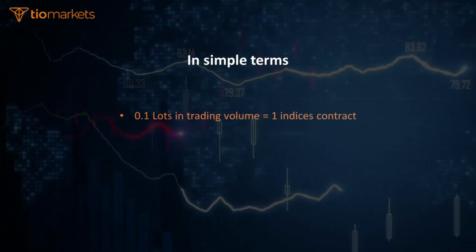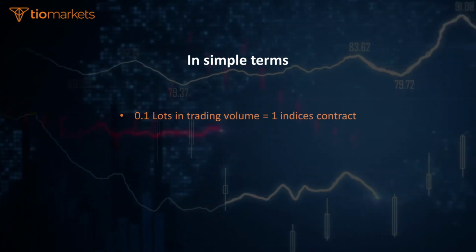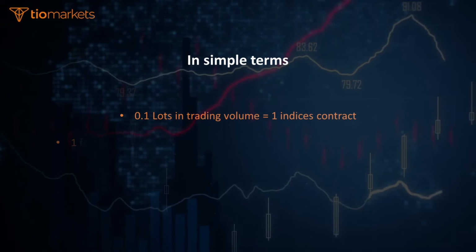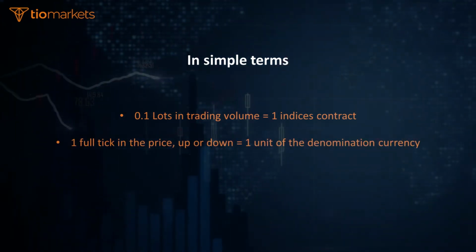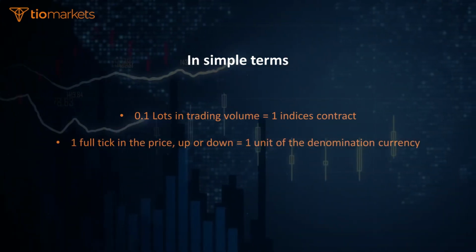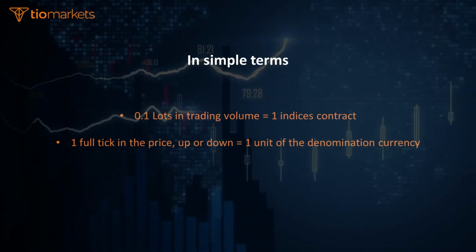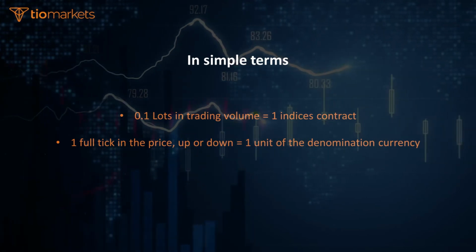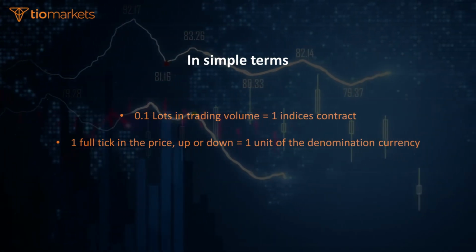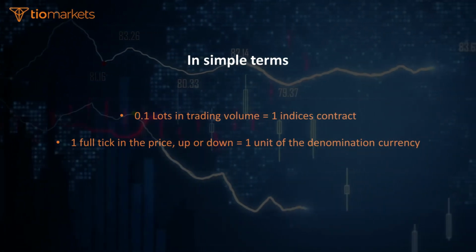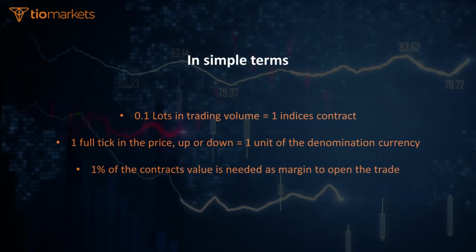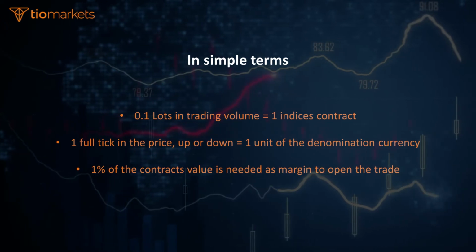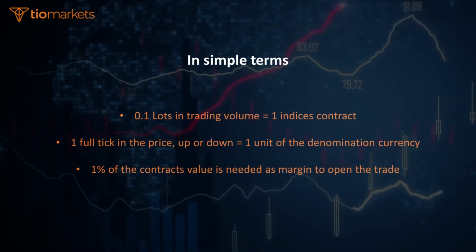0.1 lots in trading volume on the platform is one indices contract. When you trade one contract, a full tick in the price in the indices will be worth 1 unit of whatever currency the indices are denominated in. US indices are denominated in US dollars, European indices are denominated in euro, and so on. To open the trade, you only need 1% of the value of the contract in your account as margin. Okay, we got there now, and now you know.